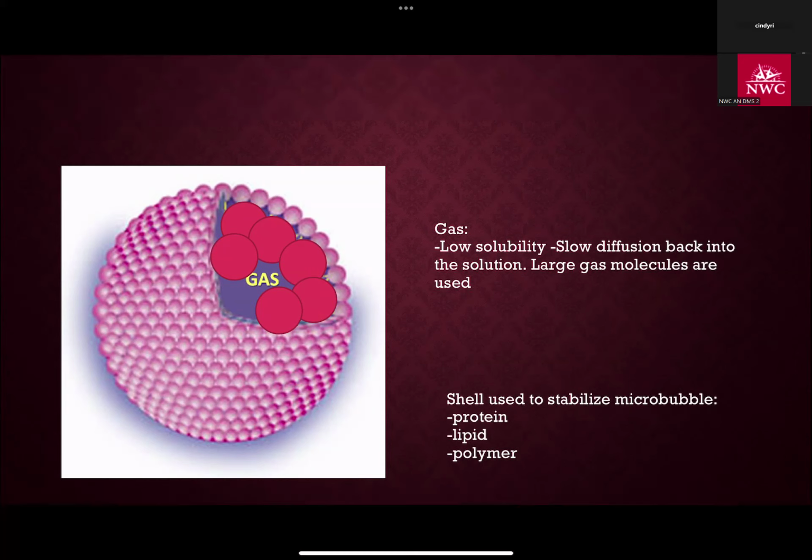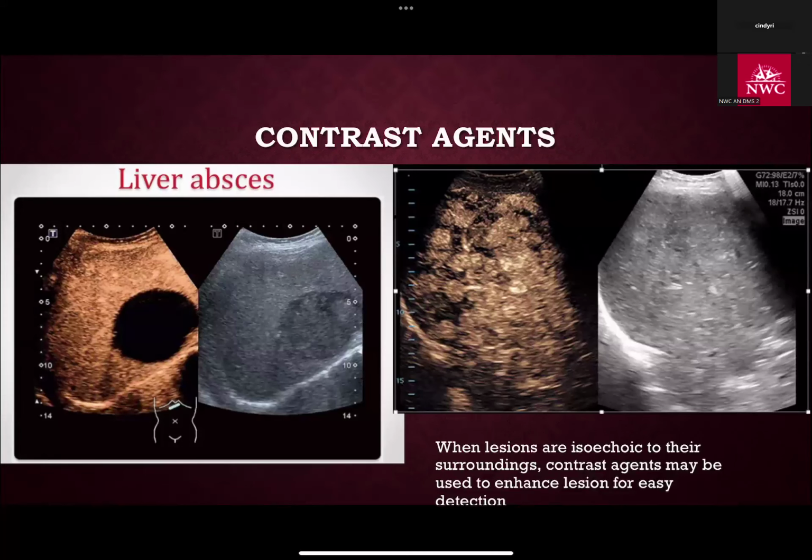So why are we giving the patient contrast anyway? Well, we're giving the patient contrast because the contrast helps us see things better. It helps us detect lesions better. It helps us identify borders better, border detection, lesion detection. It helps us determine blood flow better.